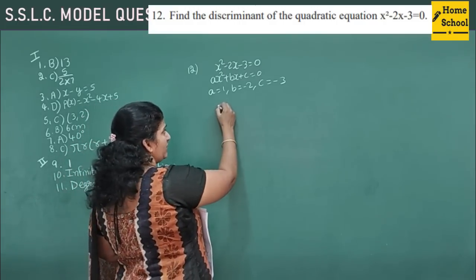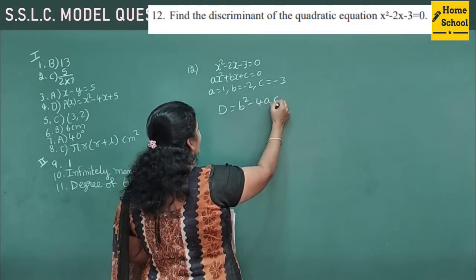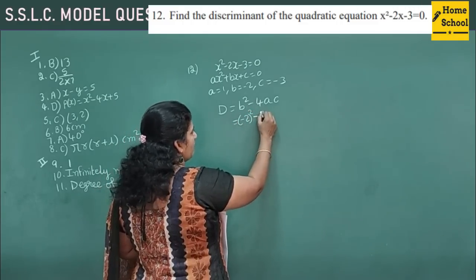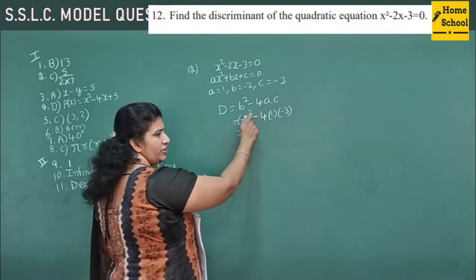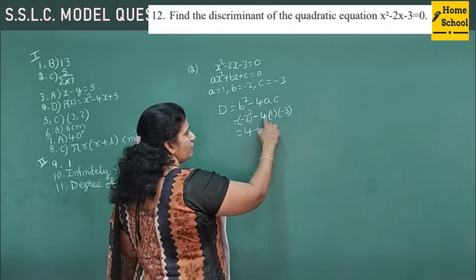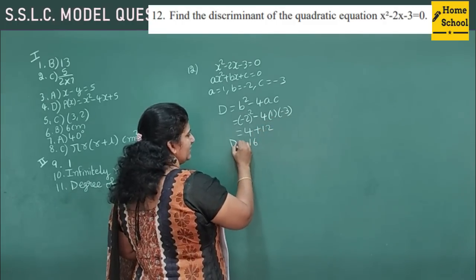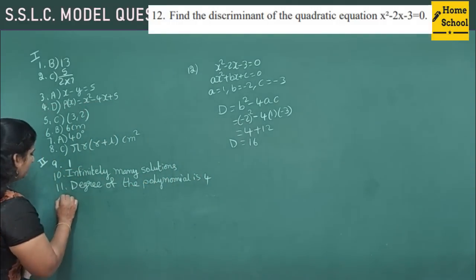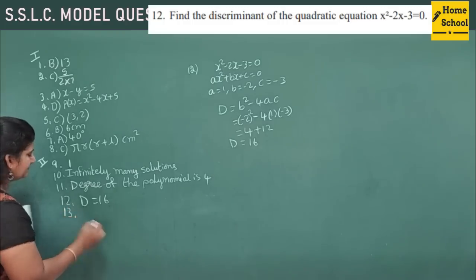Discriminant. What is the discriminant here? Capital D is equal to b square minus 4ac. Substitute the values in this. Minus 2 whole square minus 4 into 1 into minus 3. Minus 2 into minus 2 will be plus 4. And here minus into minus plus, 4 3s are 12. 12 into 1, it will be 12. 12 plus 4, 16. What is the discriminant value here? It is 16. You can write discriminant equal to 16 or D is equal to 16.